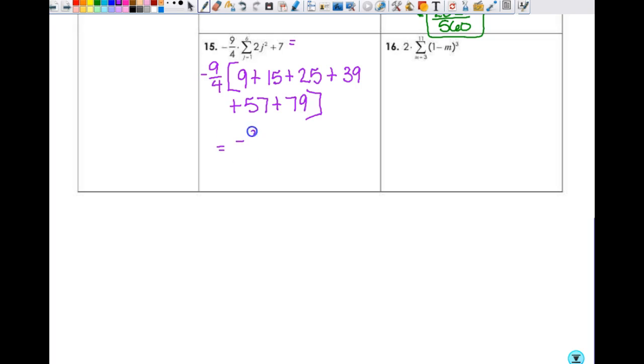You get negative 9/4 times 224 if you do it separately. Or if you do it all at once, in the end, you should get negative 504. What questions do you have? Pay attention to the numbers so that you're starting with the correct one, that you're substituting it into the right place, and you're using the right amount of them, all that good kind of stuff. No units.